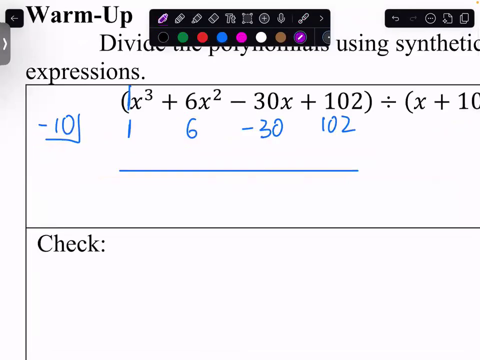Okay, the two steps are you add downward and then multiply diagonally. And remember, you multiply by the input always.